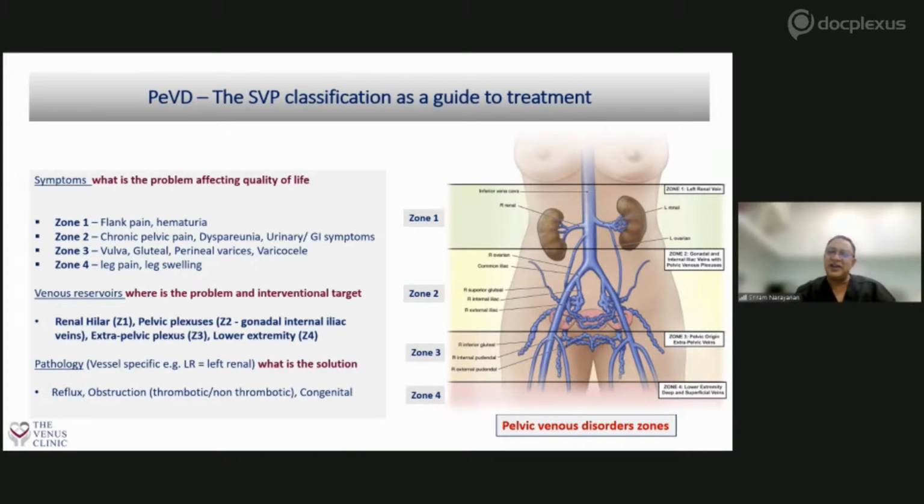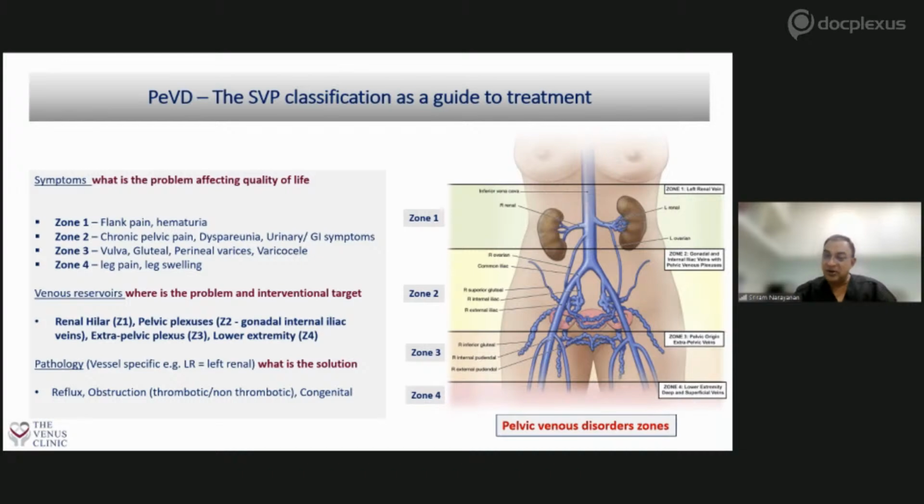Are they having flank pain and hematuria? Is that the big problem? Is sexual pain the big problem? Is chronic pelvic pain the big problem? The leg pain the big problem? Where does the index symptom lie? Does it lie in zone 1, 2, 3, or 4? The venous reservoirs tell you where is the problem, and that should be our target of intervention. We are trying to reduce the size of that venous reservoir, or at least ablate it to the extent we can. So that tells us what is our interventional target.